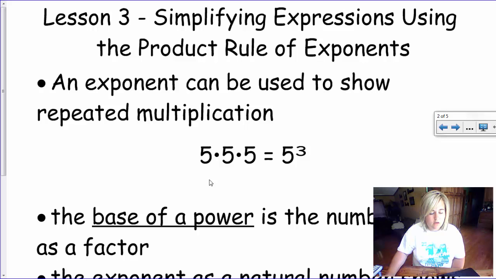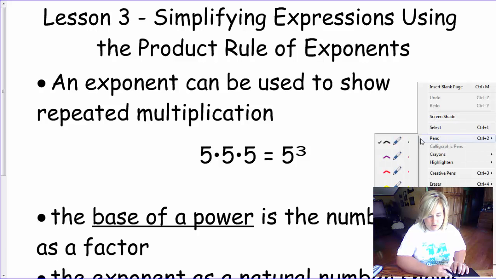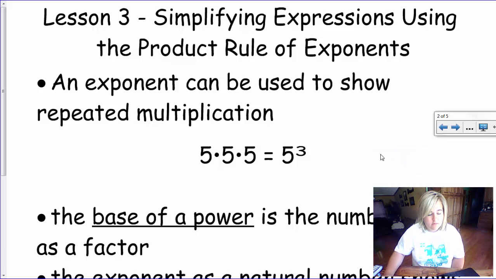is that the exponent 3 here means that 5 is being multiplied by itself 3 times. So 5 is being multiplied repeatedly 3 times. 5 times 5 times 5. This is 1, 2, and 3 times.